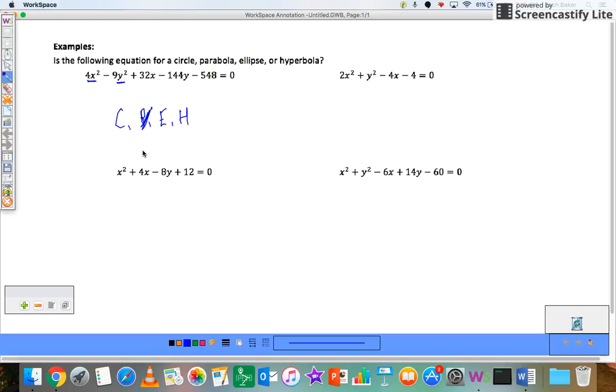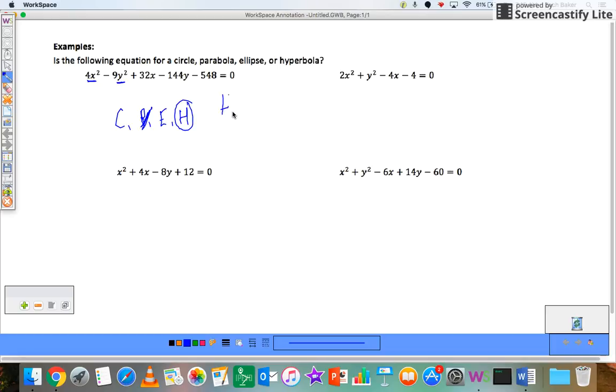And now, because I answered yes to question one, I move to question two. Are they both x squared and y squared positive, or is one positive and one negative? Well, you can see I've got a positive 4, but a negative 9. So if one's positive and one's negative, that means it's a hyperbola.